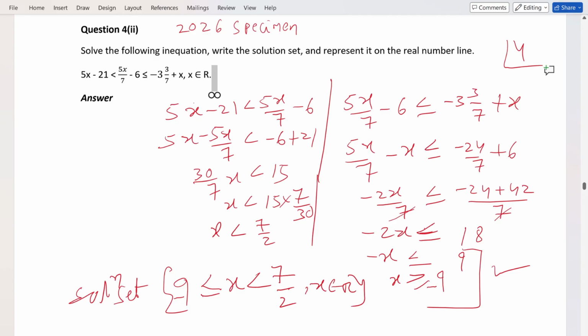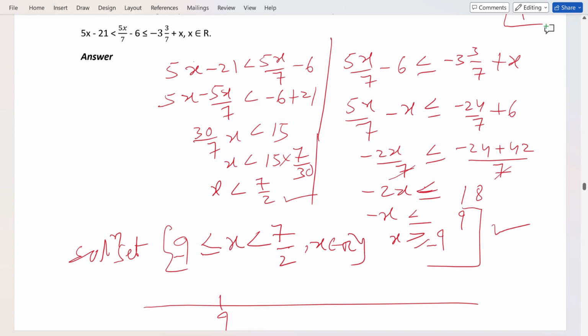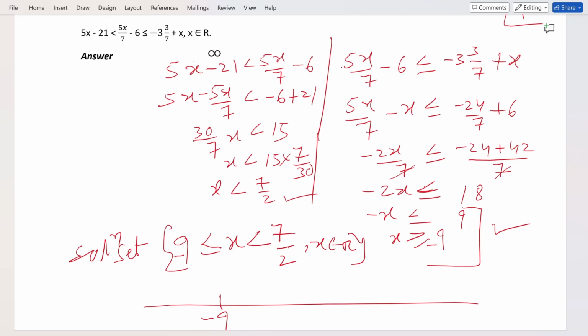The answer is x greater than or equal to minus 9 and less than 7 by 2. This is the solution set and this is the number line. Greater than or equal to minus 9, and 7 by 2 is 3.5, which is between 3 and 4. Minus 9 is included and 3.5 is not included, so now highlight this part. This is the answer.